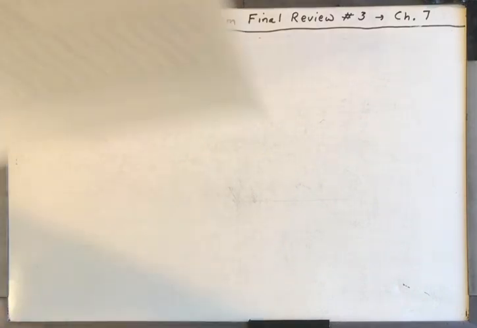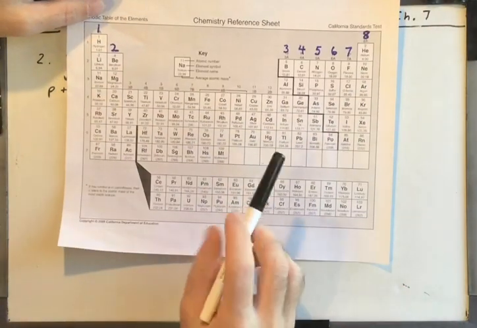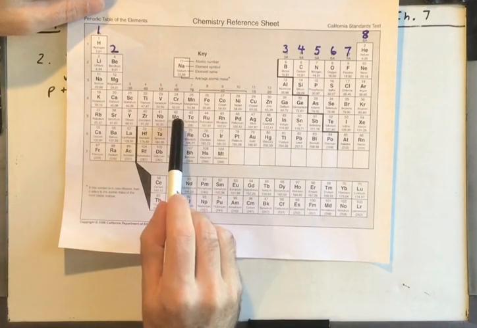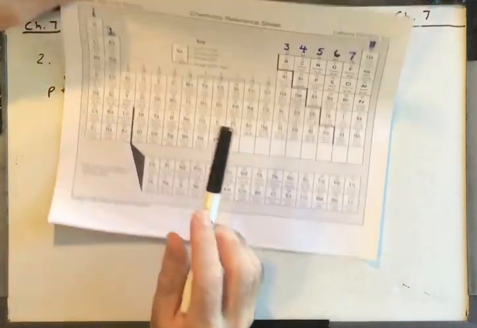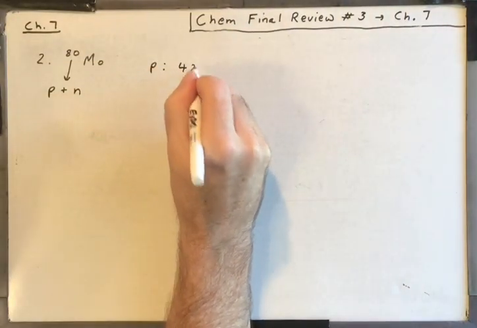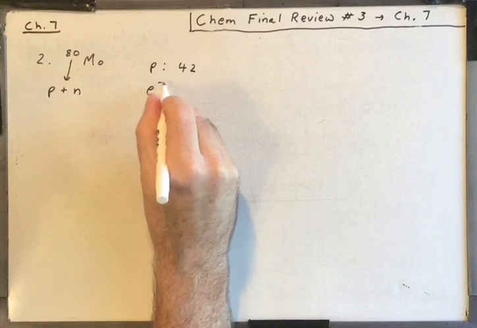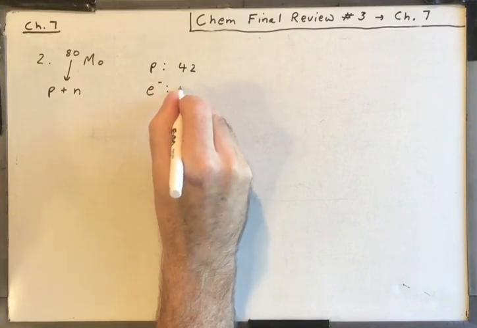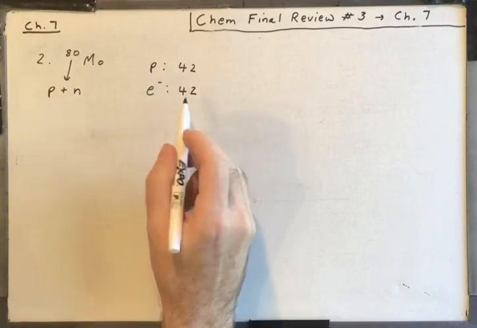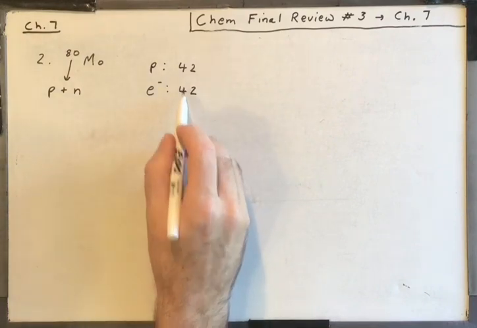All right, well, we have to find molybdenum on the periodic table. So molybdenum is number 42, so it has 42 protons. How many electrons does it have? The same amount, 42. Because it's an atom, not an ion, that hasn't lost or gained electrons, so 42.